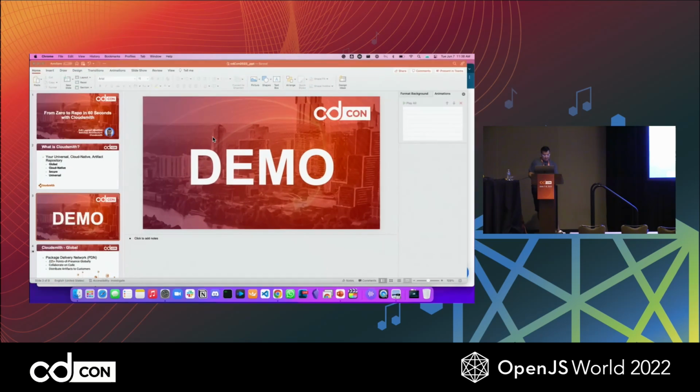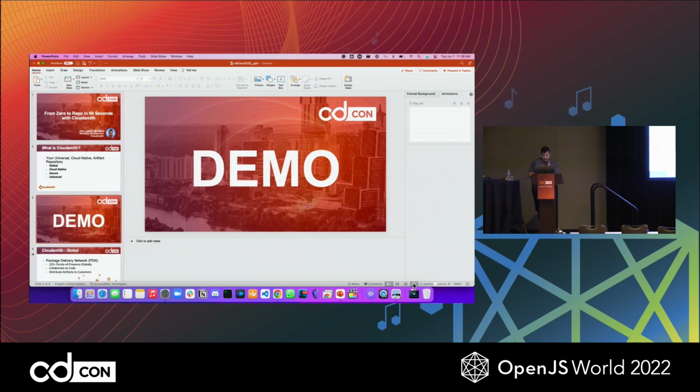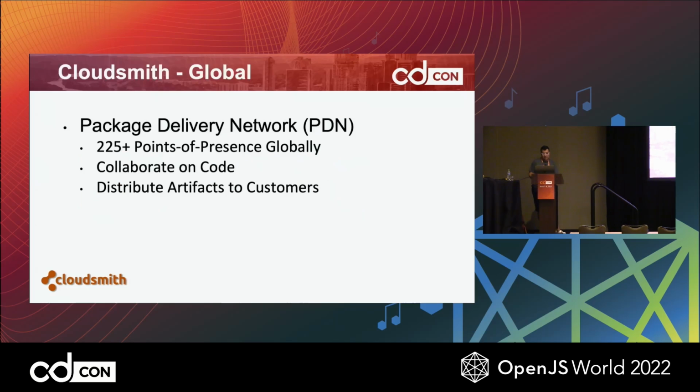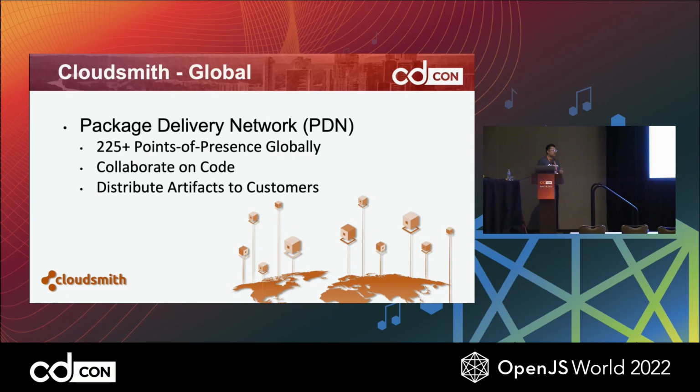So let's swap over here, get back to the slides. So let's talk about the points that I made earlier a little bit more. So firstly, we talked about that package delivery network, or PDN. So those 225 plus points of presence that are highly available globally. Now, that's not just a fancy CDN, right? There's really another layer to that. We do compute at the edge as well. So that authentication authorization piece is also happening at the edge node. It's not just a fancy CDN.